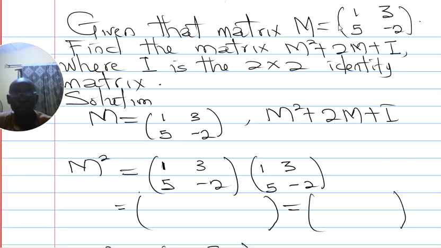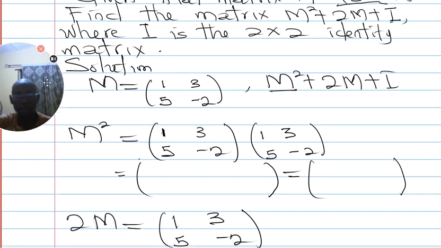Let's solve this question. Given a matrix M, this is a matrix M that is [1, 3; 5, -2]. The question says find the matrix M squared plus 2M plus 5I, where I represents the identity matrix. The first thing I'm going to do is find M squared.